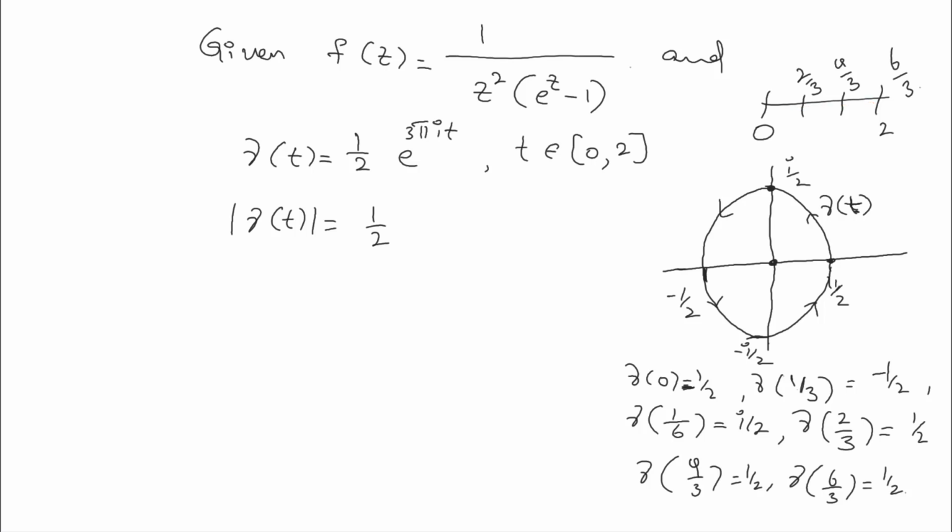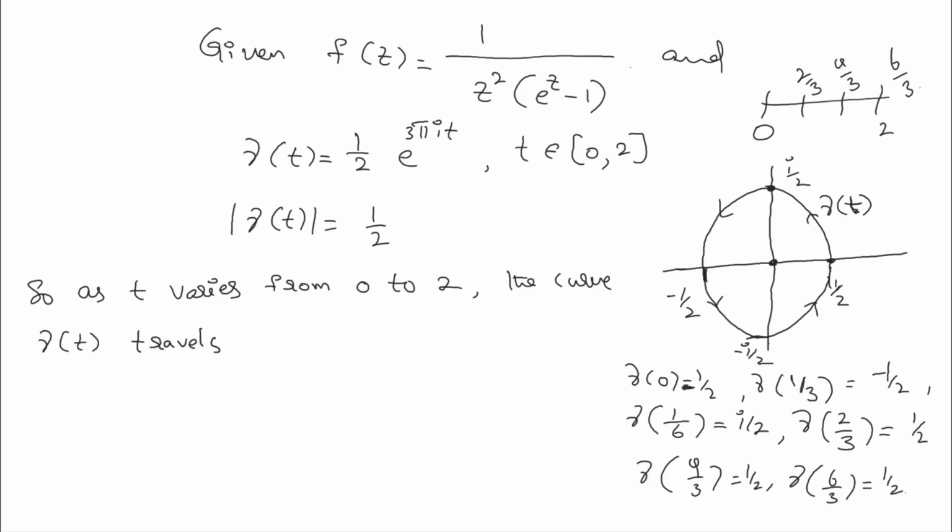That means, so we can say, as t varies from 0 to 2π, the curve gamma of t travels along the circle, modulus z equal to half.